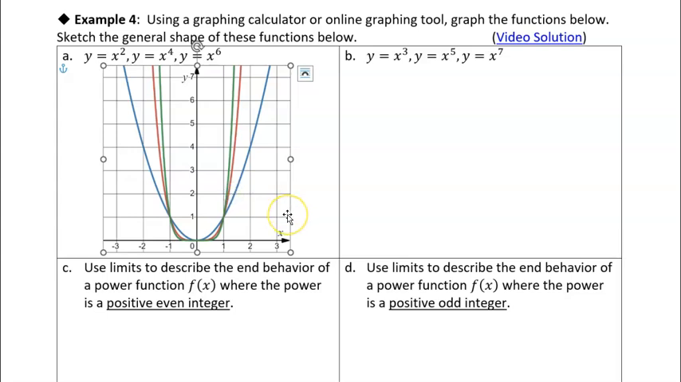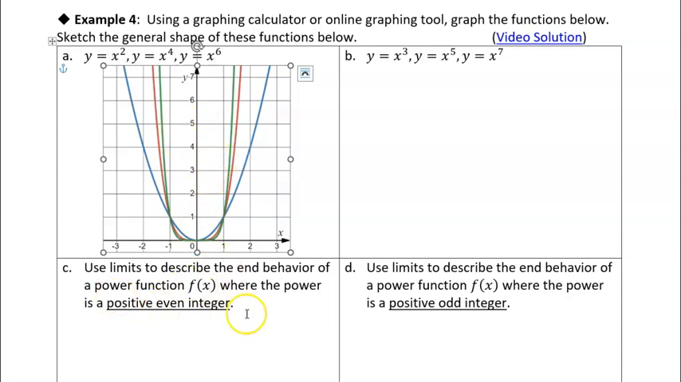So there we go. Now I believe that the blue one is x squared, the red one is x to the fourth, and the green one is x to the sixth. But what I want you to notice is the general shape of these functions. They all have this U shape. They all have the same end behavior. They all go through 0, 0 as well.